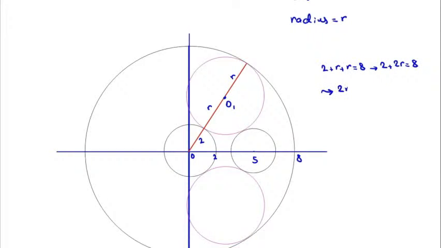So 2R equals 6, so R equals 3. We have pi R squared here and pi R squared here, so it will be 2 pi R squared. That is 2 pi times 3 squared, and 3 squared is 9. 9 times 2 is 18, so 18 pi.